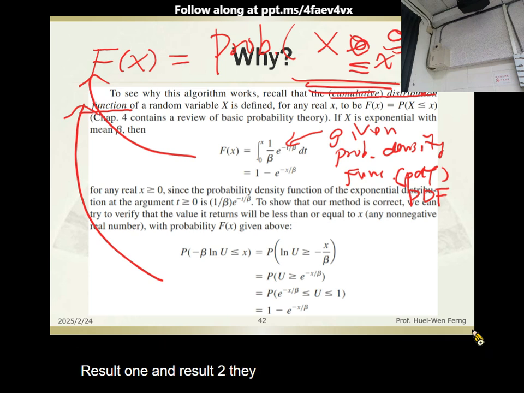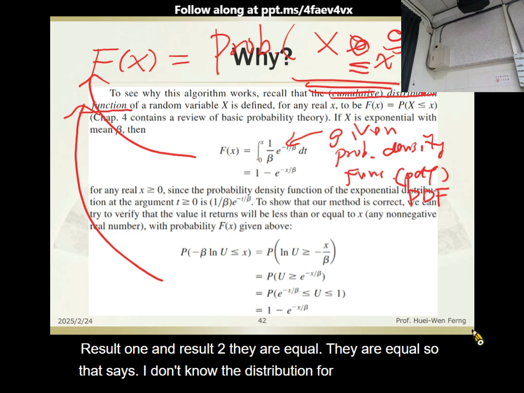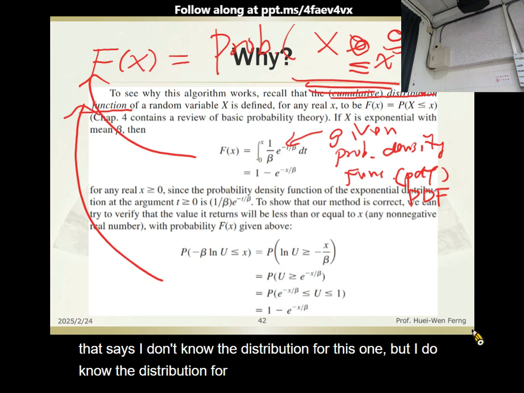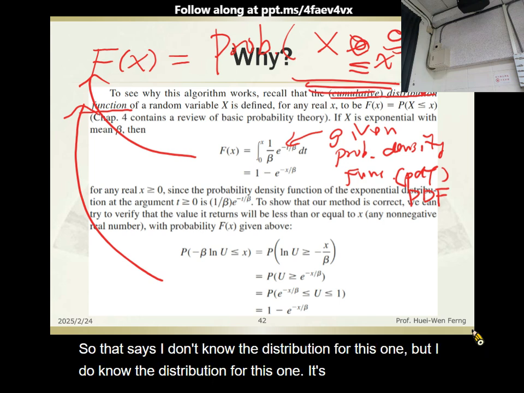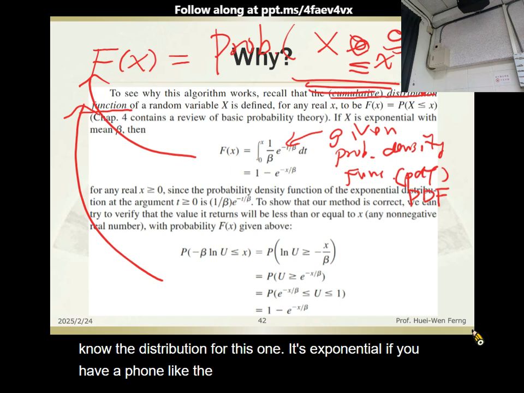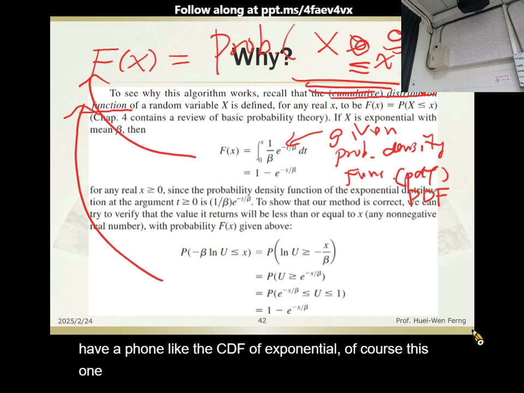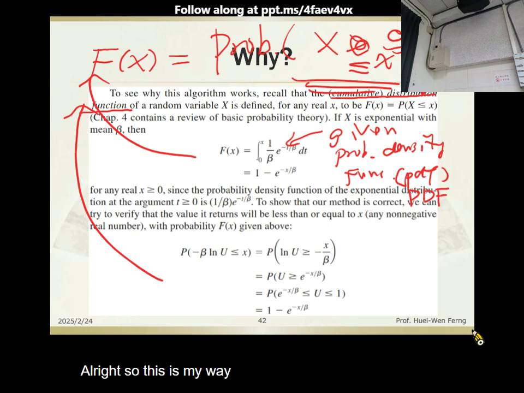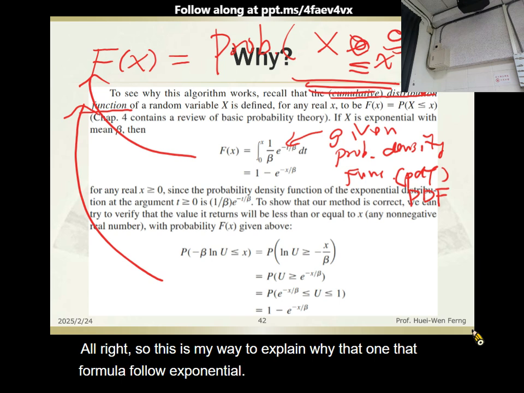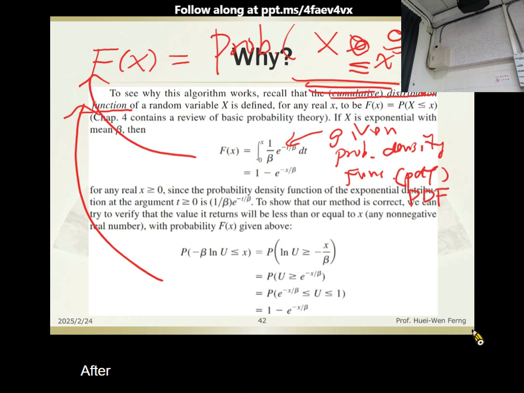They are equal, so that says, oh, I don't know the distribution for this one, but I do know the distribution for this one. It's exponential. If you have a form like the CDF of exponential, of course, this one follows exponential. All right, so this is my way to explain why that formula follows exponential. Up to now, this is the way to explain that this indeed follows the exponential distribution.